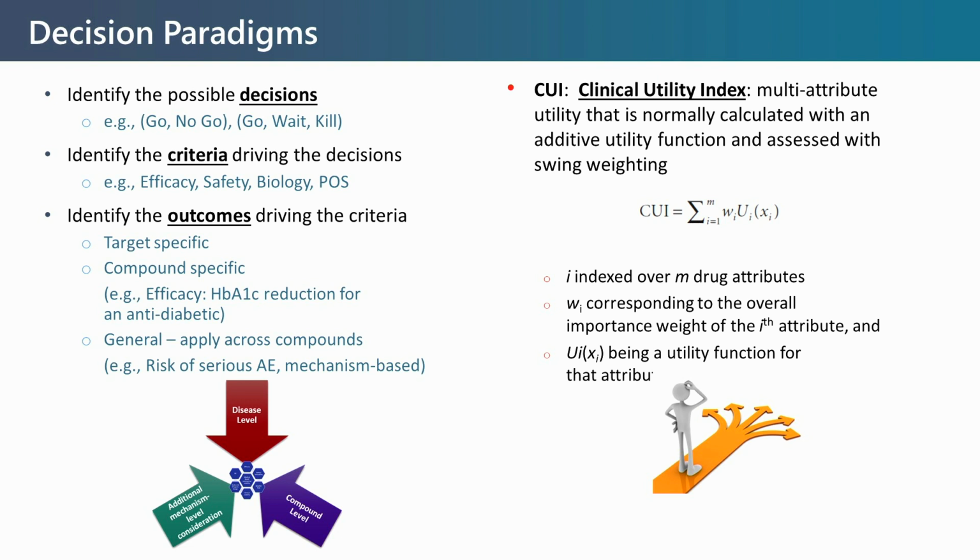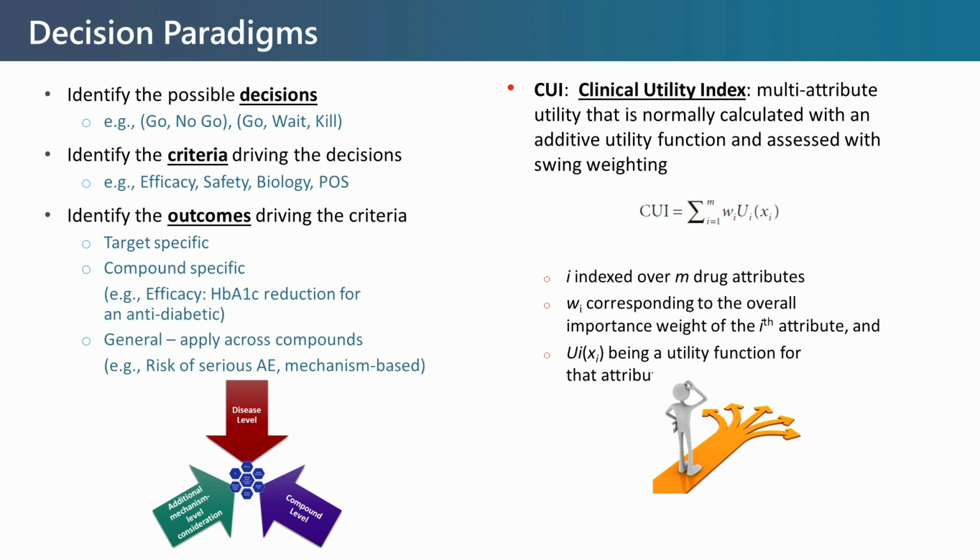And some of the outcomes driving the criteria could be the type of target the organization is pursuing, the specificity of the compound, and potential effects related to the compound. So for example, if you're developing an anti-diabetic, you would be interested in A1C reduction. And generalization applying across compounds, risk of serious AE or mechanism-based AE.